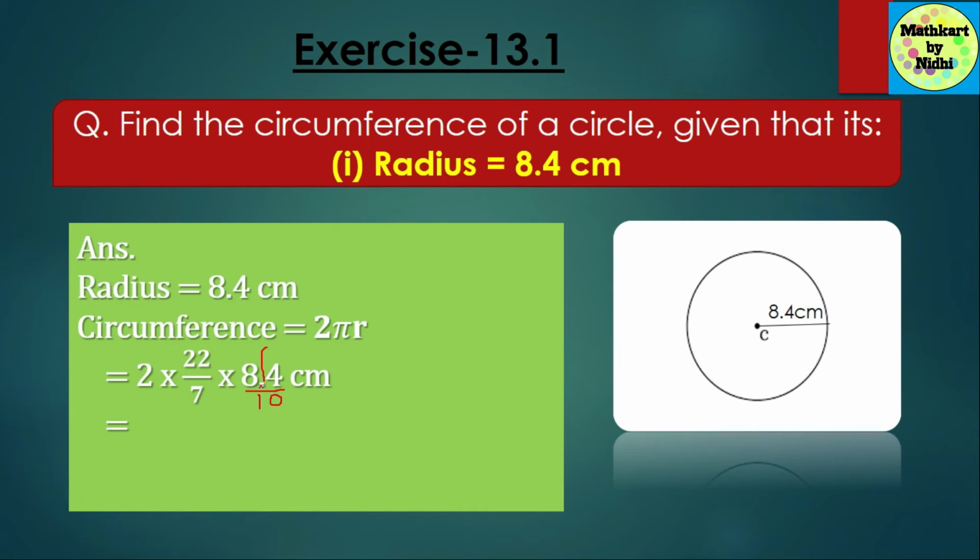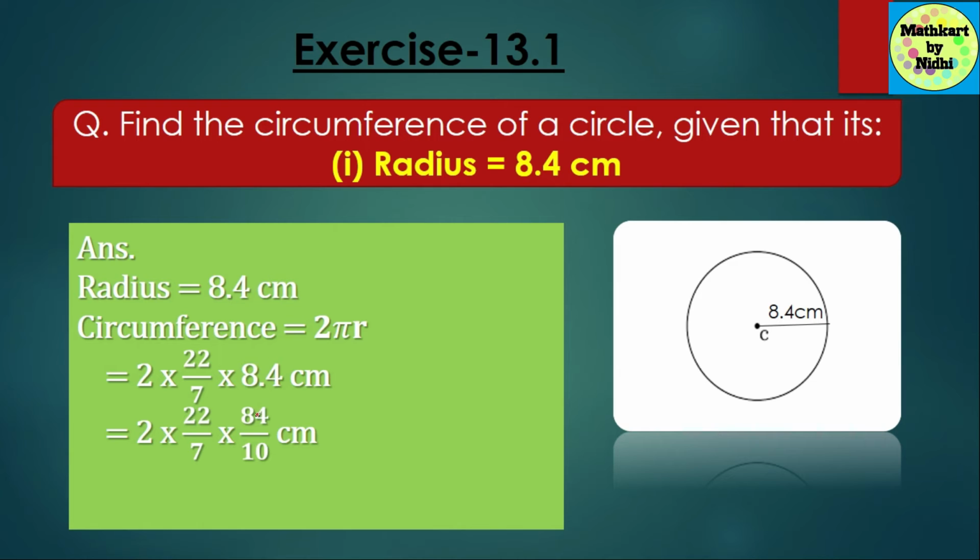And if we are removing the decimal, we have to put 1 in the denominator, and we have to count the number of digits. There is 1 digit, so we will put 1 0 along with it. So 8.4 will become 84 upon 10. Now we have this with us. So again we can do the calculation.